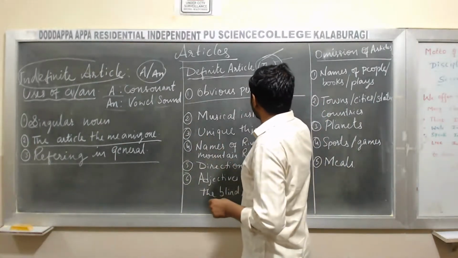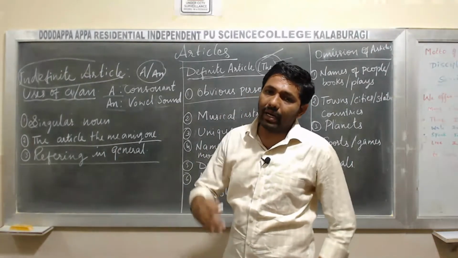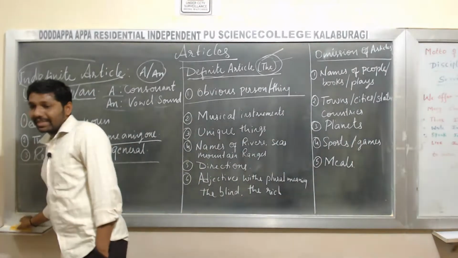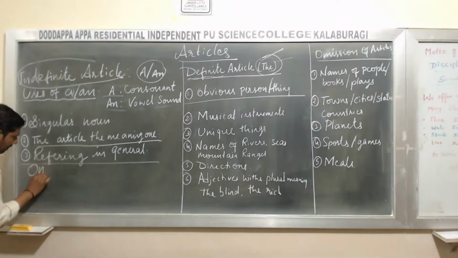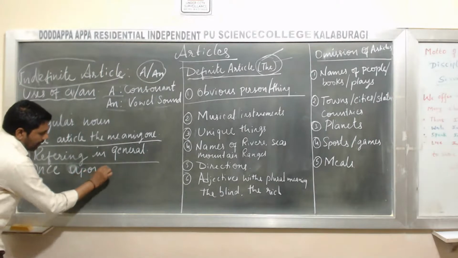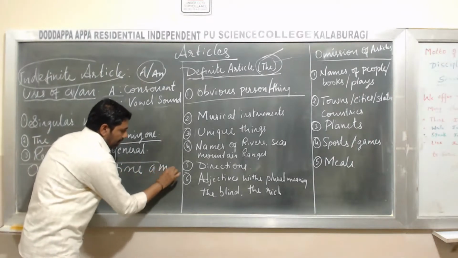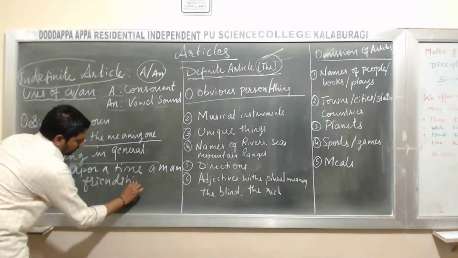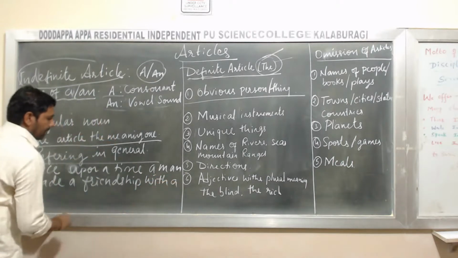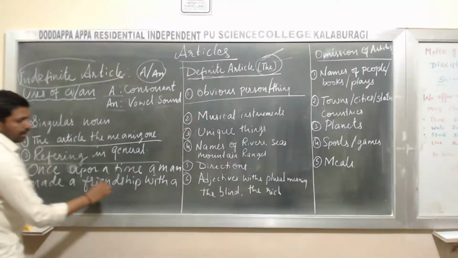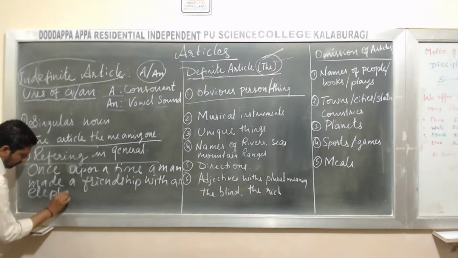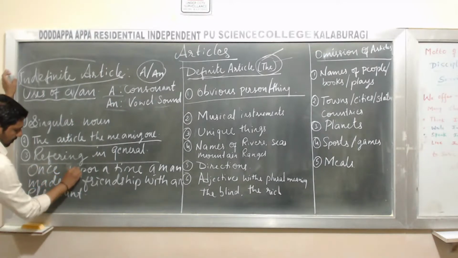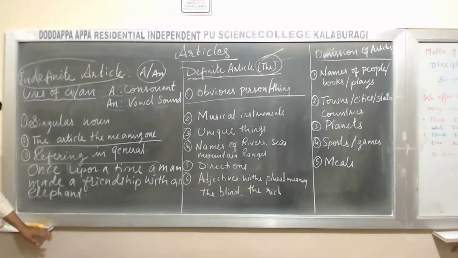The second case where we use the article "the" is when you have already spoken about a person or thing and you are referring to the same one for the second time. For example, in your text you can find the famous example: once upon a time, a man made a friendship with an elephant.